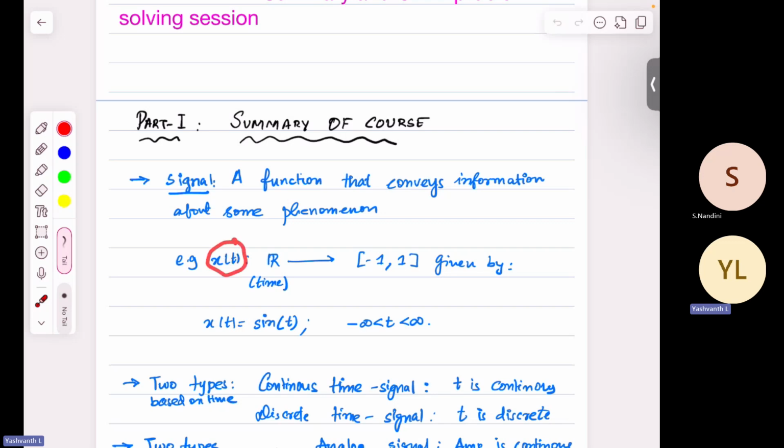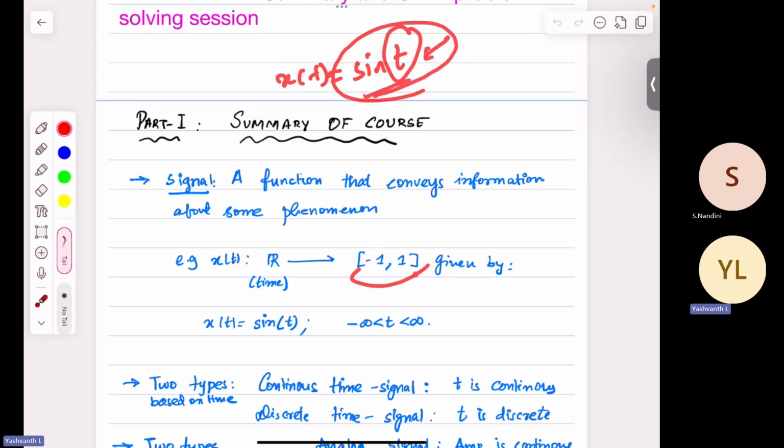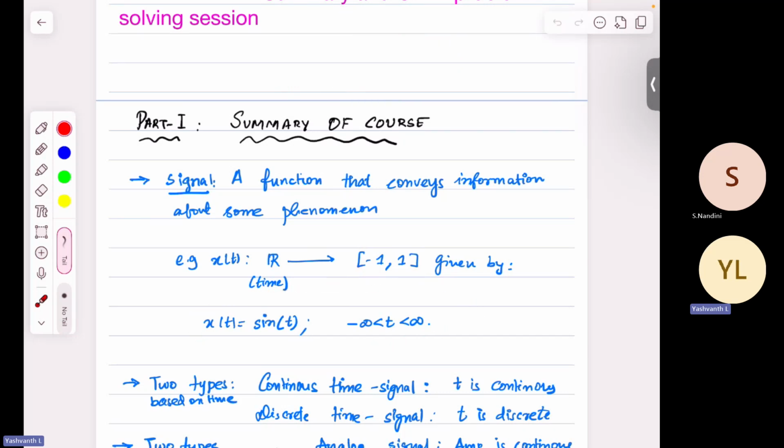Okay, so for example, x of t that maps the set of all real numbers, because time could be any number, to a closed interval minus 1 to 1. So this is an example of a signal, right? For example, x of t equal to sine t. So t could be any number, but no matter what t is, sine t is always between minus 1 and plus 1. So that's a particular signal. So t can range over any real number, but your x of t is bounded between minus 1 and plus 1.